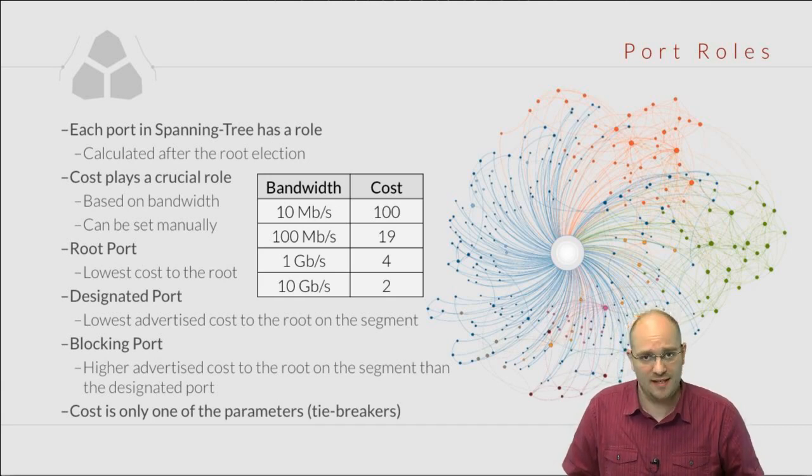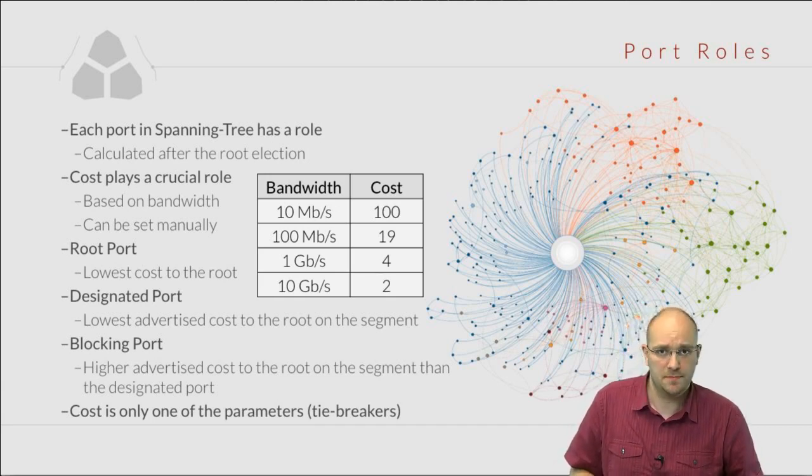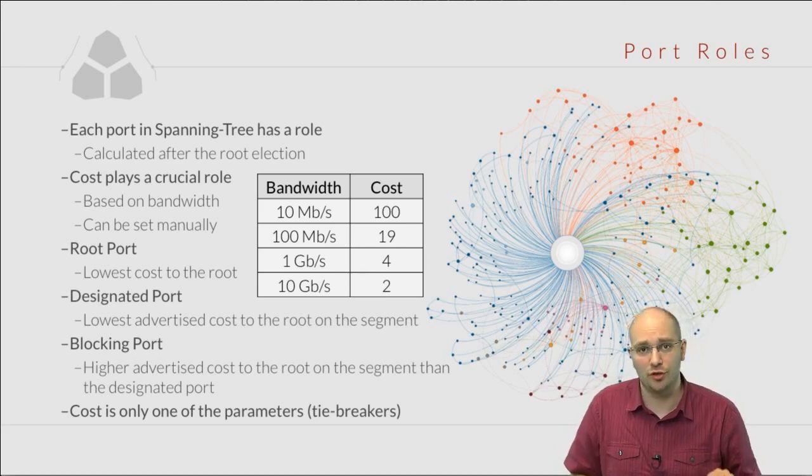As opposed to this, a blocking port will be any port on the shared segment that has the advertised cost to reach the root higher than the designated port. So we can have only one designated port per segment. I forgot to mention one thing when I talked about the root port, so let me briefly mention it now. You can have only one root port per switch. All other ports on the switch must be either designated ports or blocking ports.